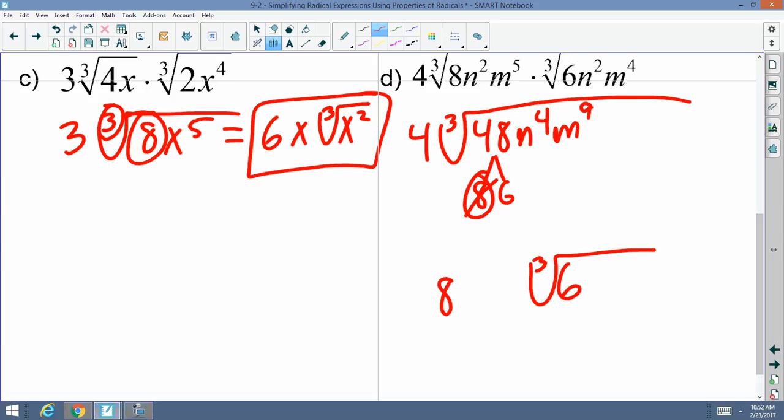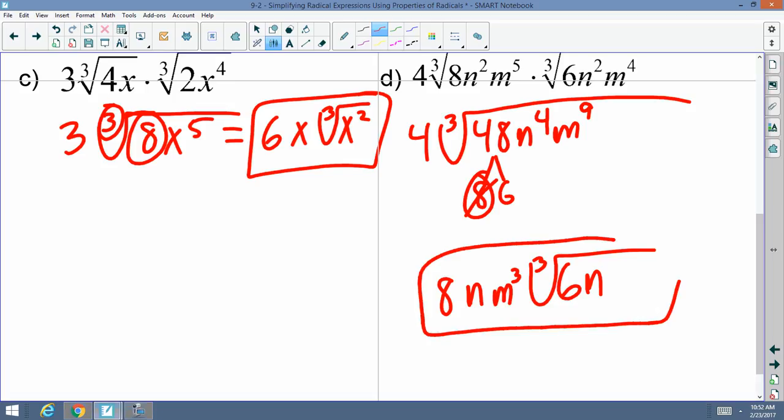Now, what's the cube root of n to the 4th? n with 1 n left over. Why don't I put that in absolute value? Because it's an odd index. Thank you, good man. And then what's the cube root of m to the 9th? m cubed. Not 3, guys. m cubed.